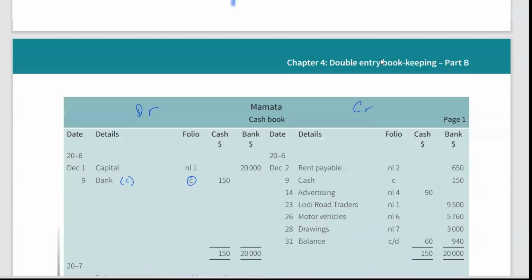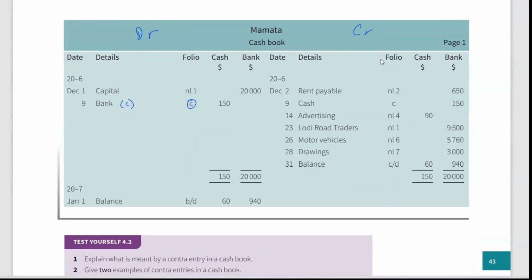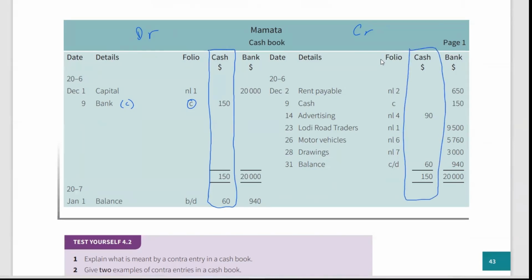Yes, sir. That's a regular T account with one column. Cash book is the same thing, but it has two columns. How do we balance? We imagine the other one is not there. So what we do is we balance cash as if this was the only thing we have. You know what I mean? So we focus here. You get it?